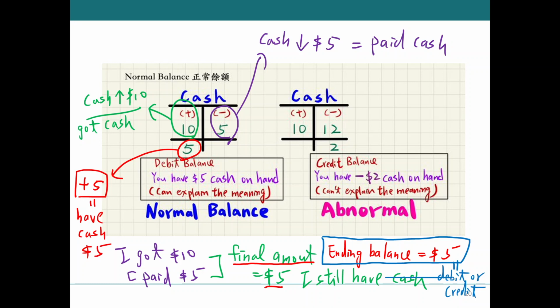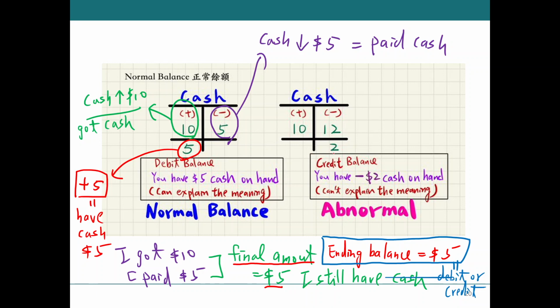If we use another case, cash increased $10. You pay the cash $12. So you find out $2 on your credit, your right side. So this 2 means what? On your right means what? Negative, right? So what does it mean? Could you tell me?